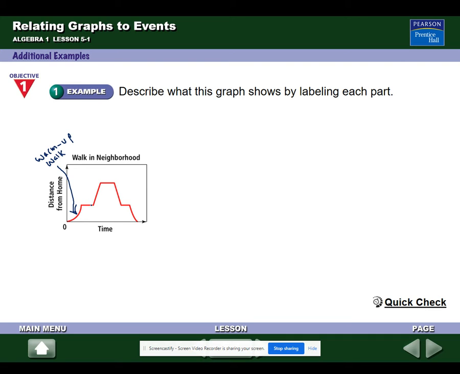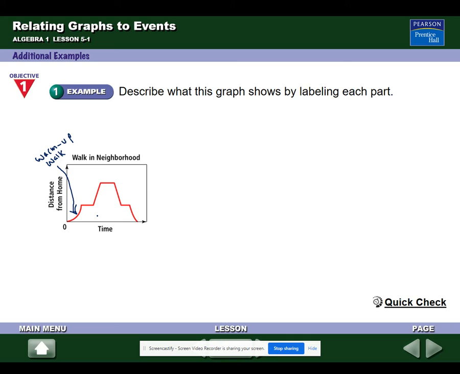Now, what do you think of this? Again, pause it if you don't want me to answer too quick. What do you think of this right here? The distance from home as time goes on is not increasing. Did they stop? I'll give you two options. They stopped. Maybe the dog had to do its business, or maybe they stopped to talk to somebody.